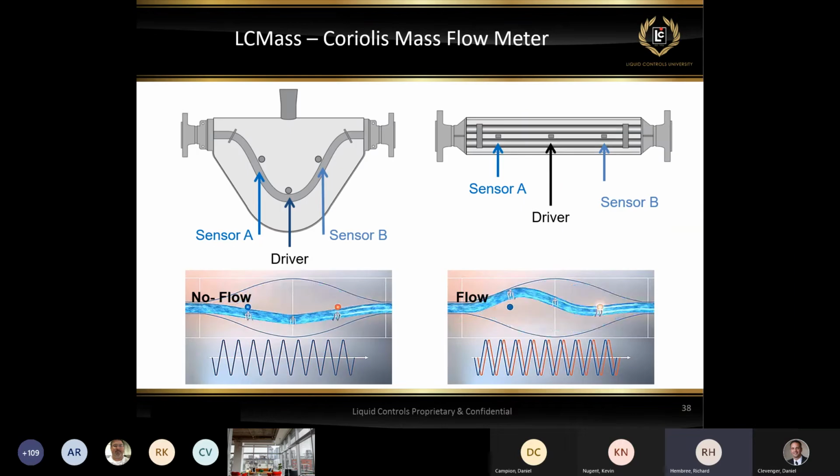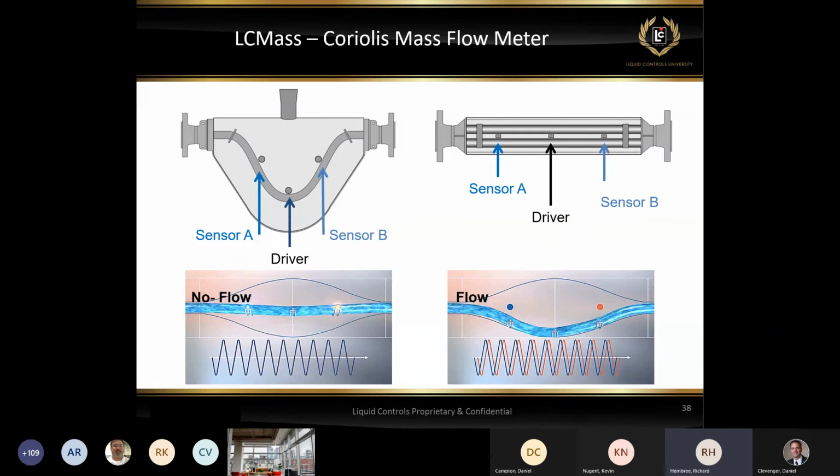But I wanted to talk to you about the principal technology of the Coriolis mass flow meter. We have a housing, and inside this housing we have what we call measuring tubes, 2 measuring tubes, and we have a driver that actually drives these tubes. And if you look at the picture on the bottom, during no flow, we have a sensor on the inlet and a sensor on the outlet. And this driver drives these tubes at a known frequency. So we know the frequency that those tubes will be driven at.